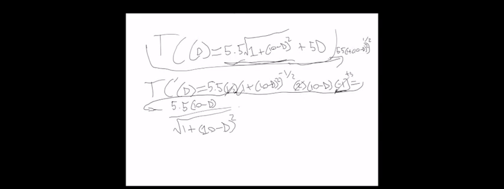The 2 cancels out with the 1/2. So it's negative 5 and 5/10, then times (10 minus d). And since the next part is to a negative power, it's over the square root of 1 plus (10 minus d) to the second. The derivative of the cost of the truck is just 5 because d to the 0 is 1, so plus 5.